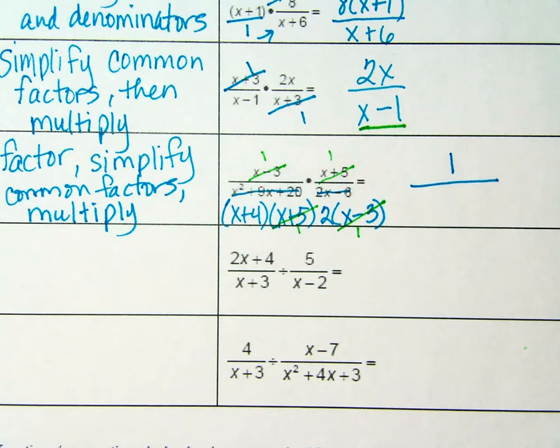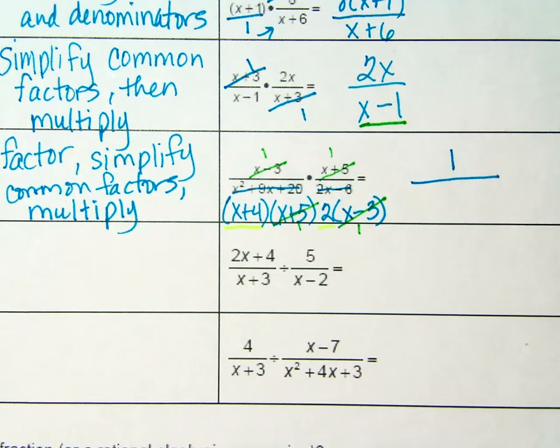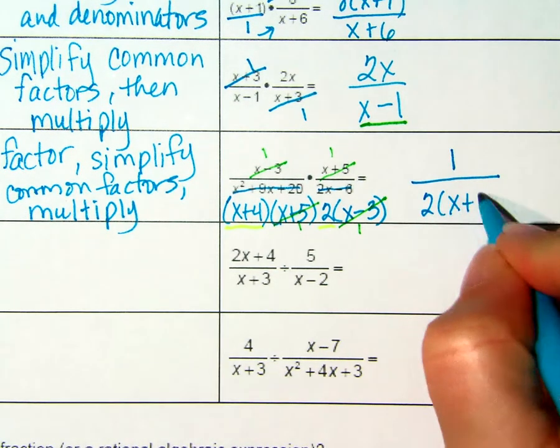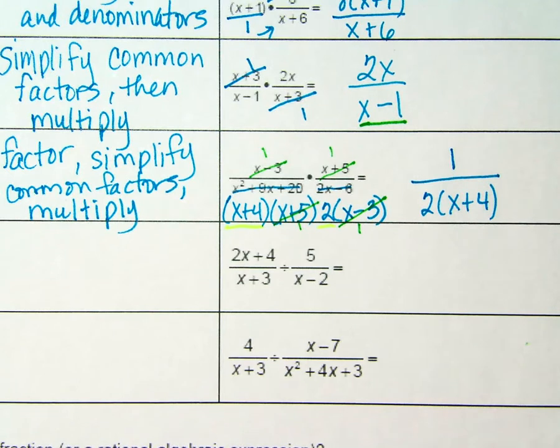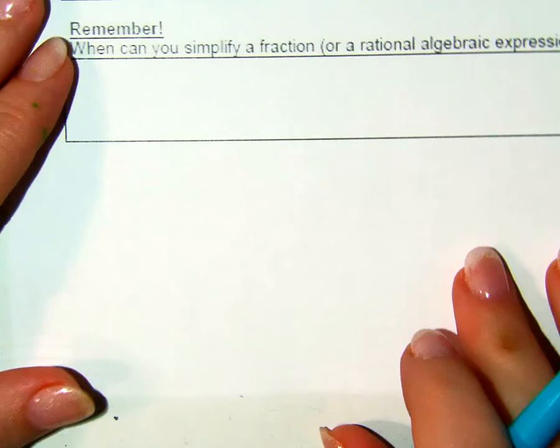Well, I have an x plus 4, and I have a 2. Don't forget that part, okay? So I have a 2 times x plus 4. Questions? I could write 2x plus 8, absolutely. Okay? As long as it was 1 over 2x plus 8. Okay? Before we go on to 5 and 6, I need to show you another example.